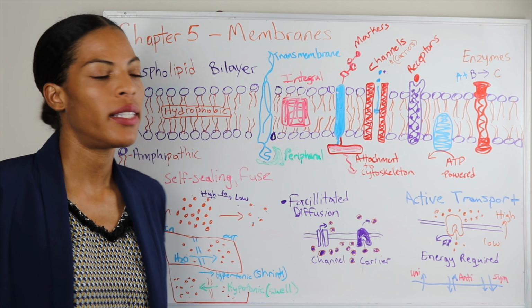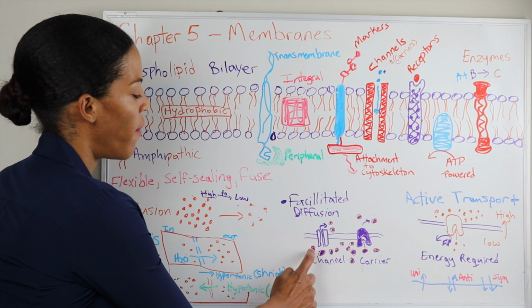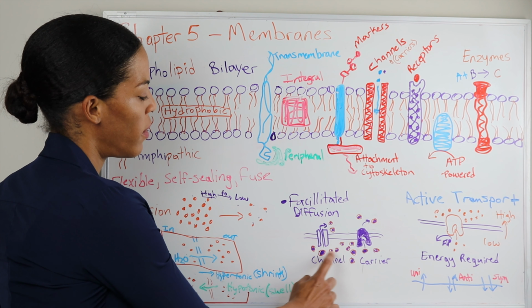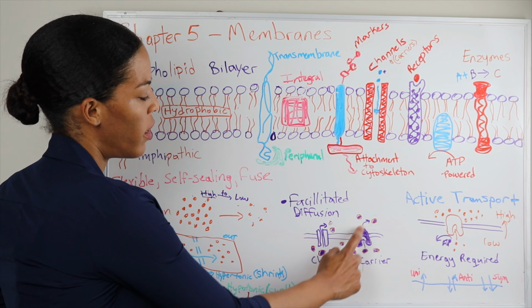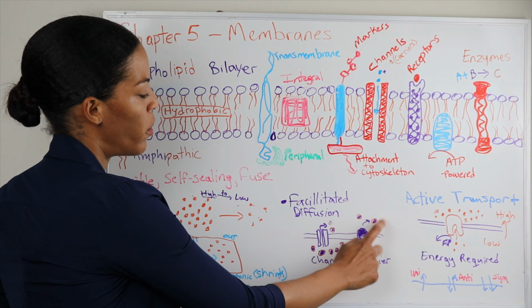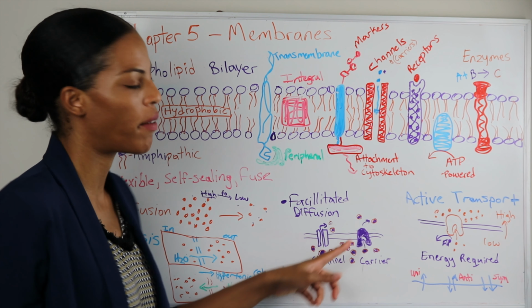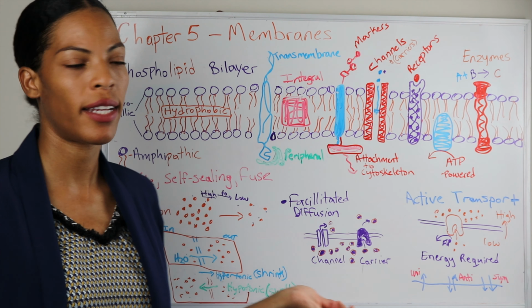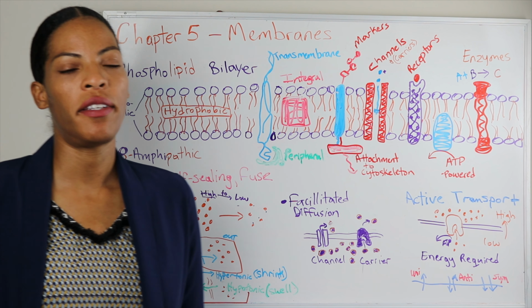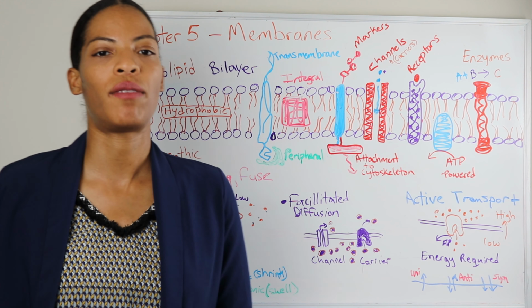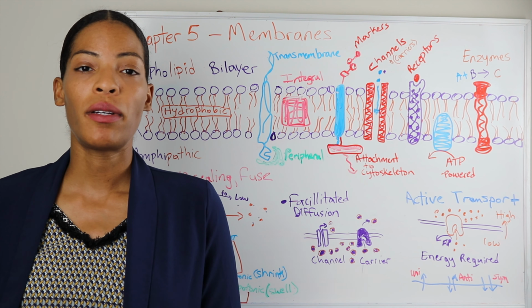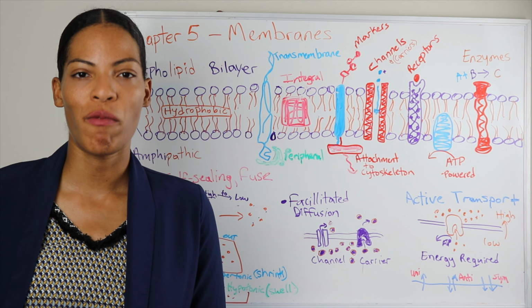So facilitated diffusion, still you have a high concentration of molecules and they're moving across to where there's a lower concentration, but they just need to use a channel or a carrier protein to get to the other side. A different type of diffusion that you might have heard about also is osmosis. And osmosis is the diffusion of water.